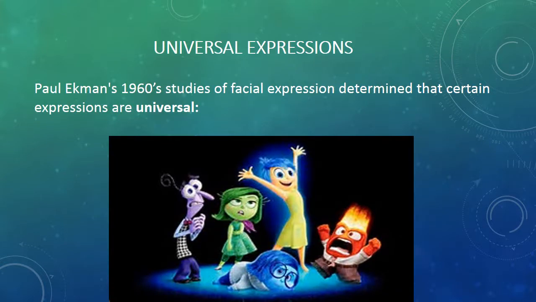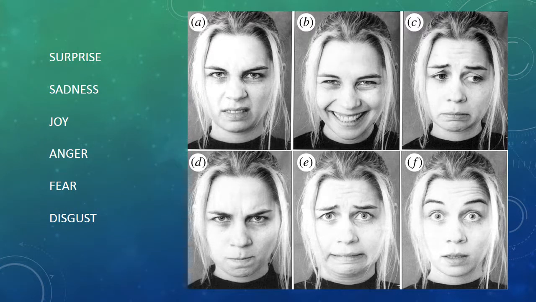So now we're going to move on and talk about Paul Ekman's 1960s studies on facial expressions that determined that certain expressions are in fact universal. If you've seen the movie Inside Out, which is a cartoon from Pixar, these characters that you see on the screen are from this movie, and they represent some of the universal expressions that we all deal with. So we have surprise, sadness, joy, anger, fear, and disgust. And these represent whether you're in the deepest parts of the Bolivian jungle, or you're in Montana, China, or Switzerland, people's expressions tend to be the same when exhibiting these particular emotional contexts.